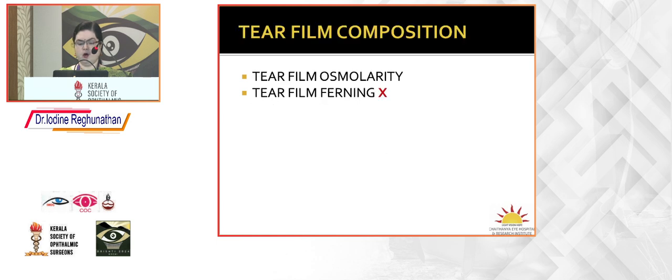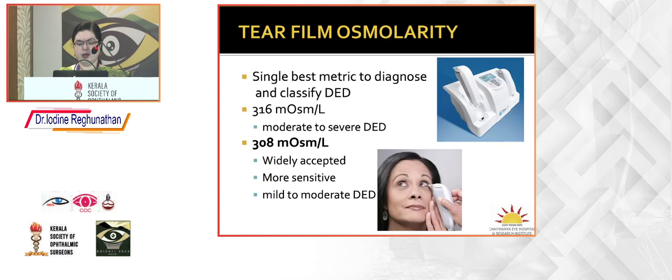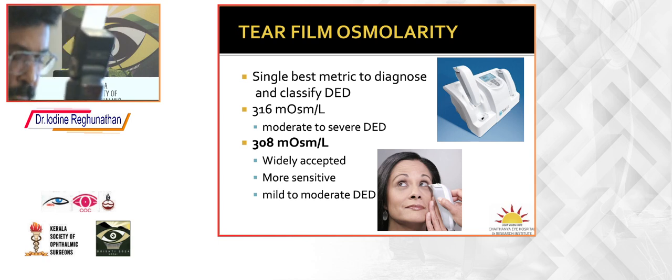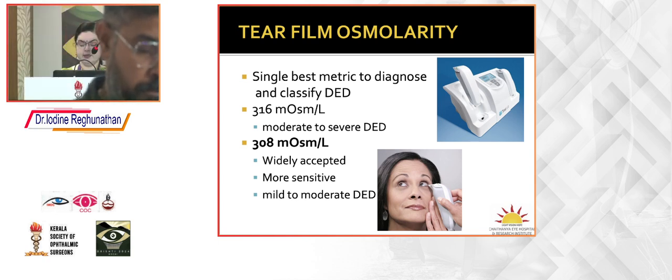Coming to tear film composition, the tear film osmolarity is a single best metric described to diagnose and classify dry eye disease. 308 milliosmoles per liter is widely accepted to be more sensitive to diagnose mild to moderate dry eye disease.